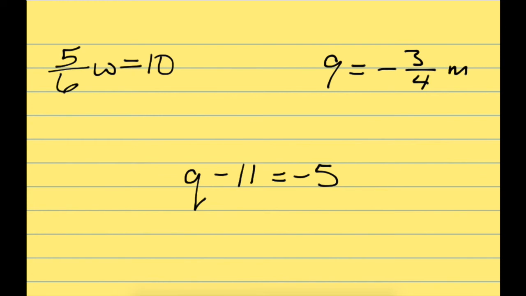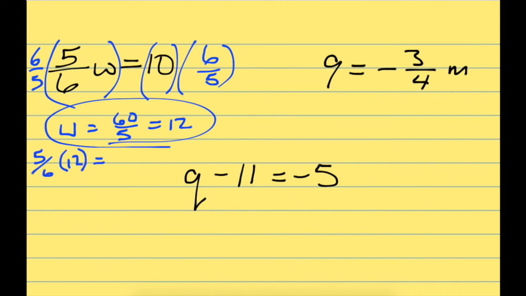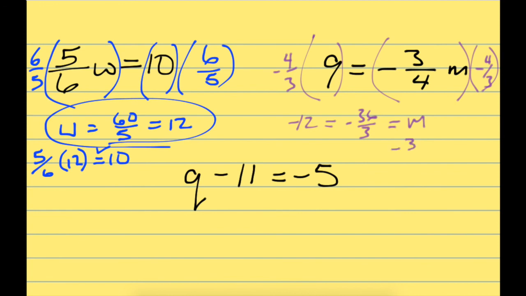Okay, so with the first one, to get rid of that 5/6, we're going to multiply both sides by the reciprocal. We get 60 over 5, which is 12. And make sure that you go back and check your answer. Does 5/6 times 12 equal 10? It does. For the second one, again, we'll multiply by the reciprocal, negative 4/3. We're left with M equals negative 36 over 3, and we know that equals negative 12. And we can check our answer. Does negative 3/4 times negative 12 equal 9? Yep.